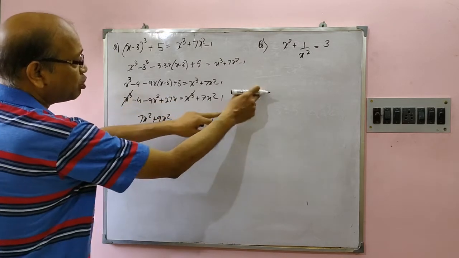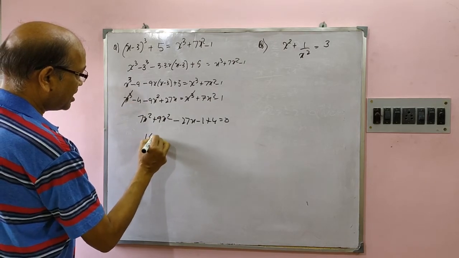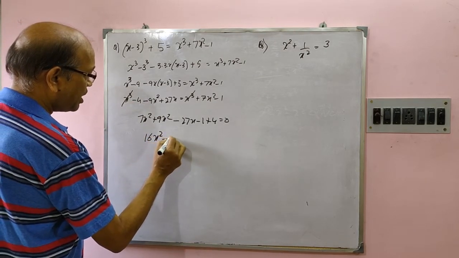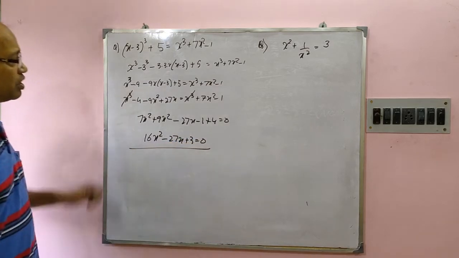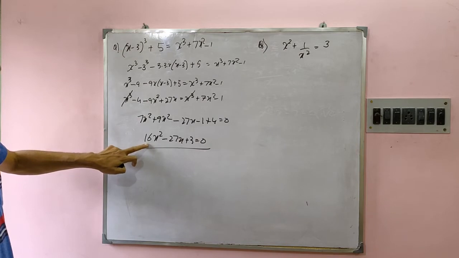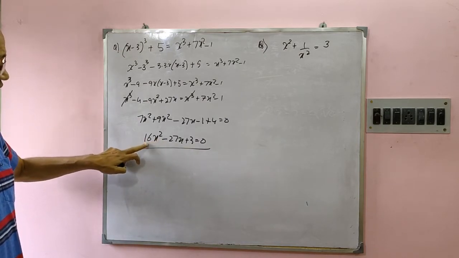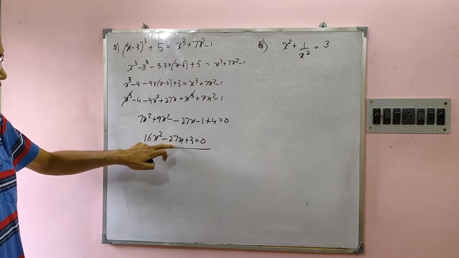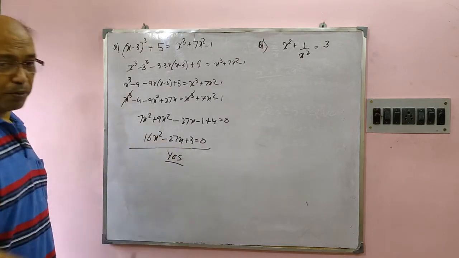I take everything to that side. So I get here 9 plus 7, 16x square minus 27x plus 3 equals to 0. Now this is the final form. Now is it a quadratic equation? Yes, because it is of the form ax square plus bx plus c. Yes, this is of the quadratic form.